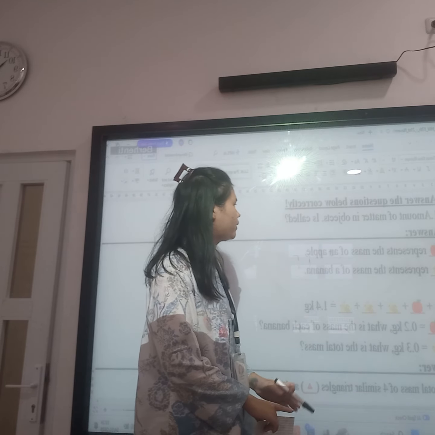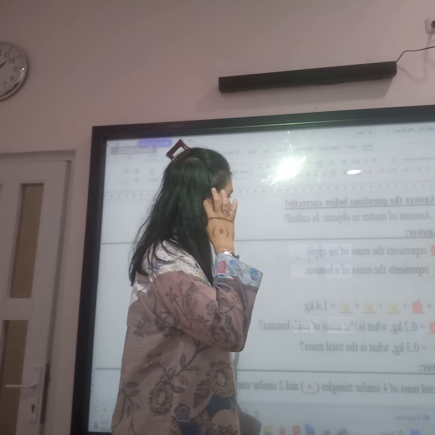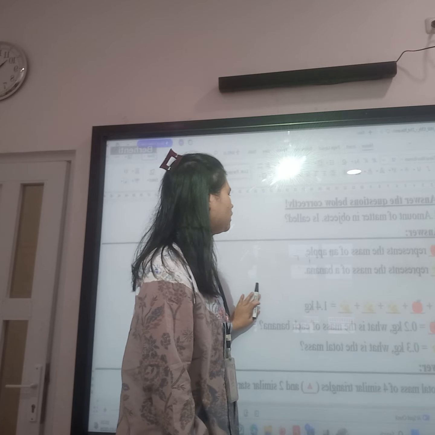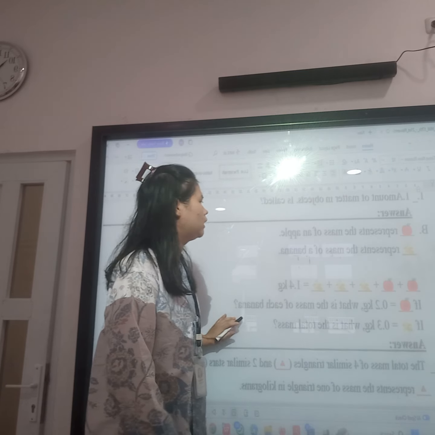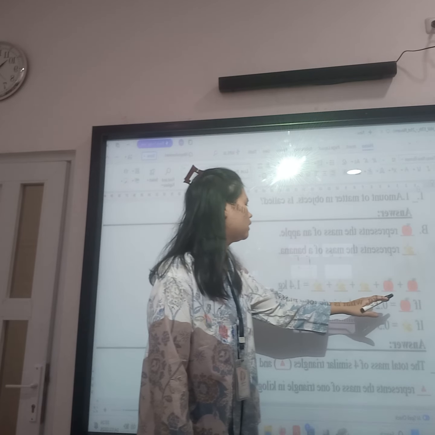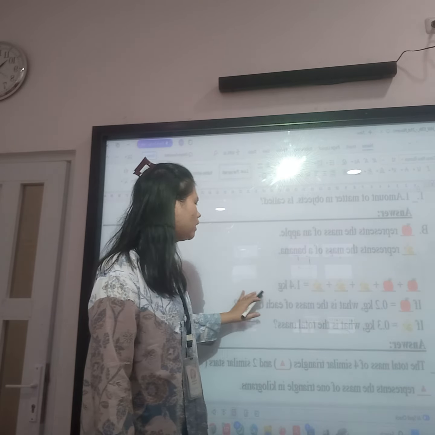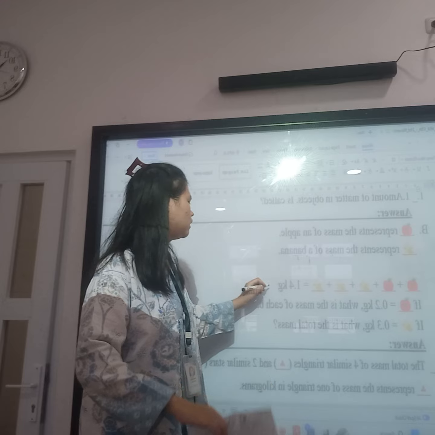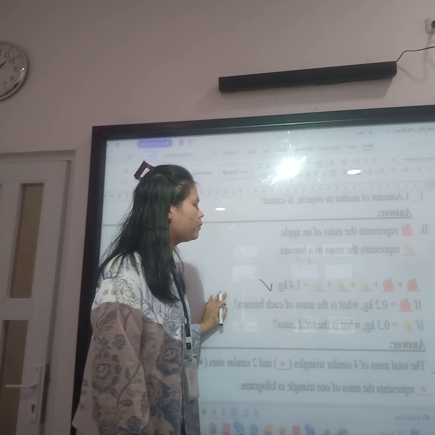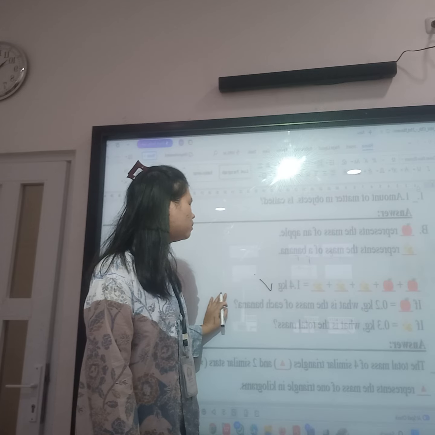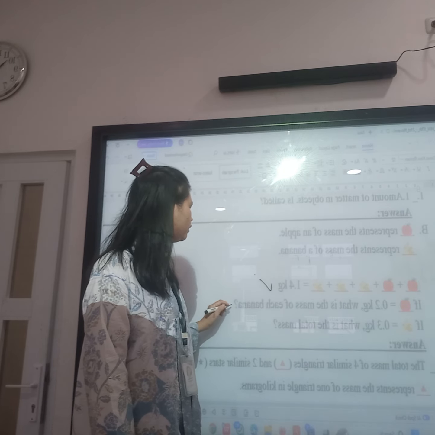Okay, the amount of matter in an object is called mass. Represent the mass of an apple, okay, this one. We have 2 apples, 3 bananas, 1.4 kg. But in here, if apple is 1.2, what is the mass of each banana? So the first one we need to do this.